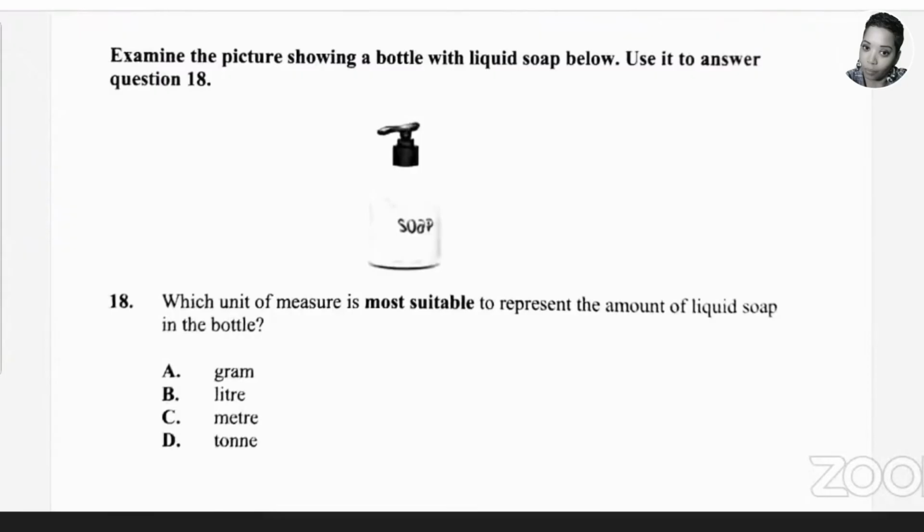Question 18. Examine the picture showing a bottle of liquid soap below. Use it to answer question 18. Which unit of measure is most suitable to represent the amount of liquid soap in the bottle? So again, liquid, what unit of measure do we use for liquid? Not grams, not meters, not tons, but liters. That's what we use to measure liquid.